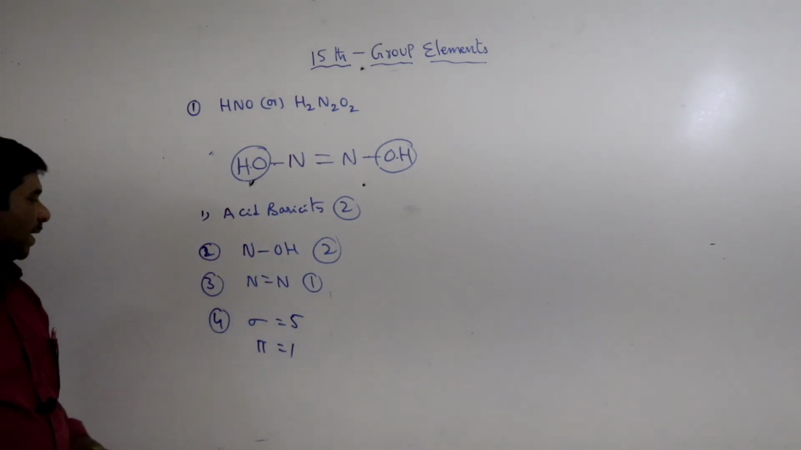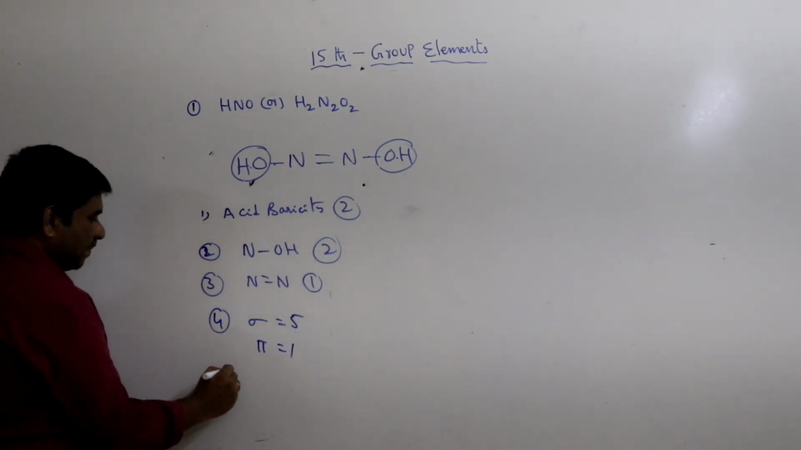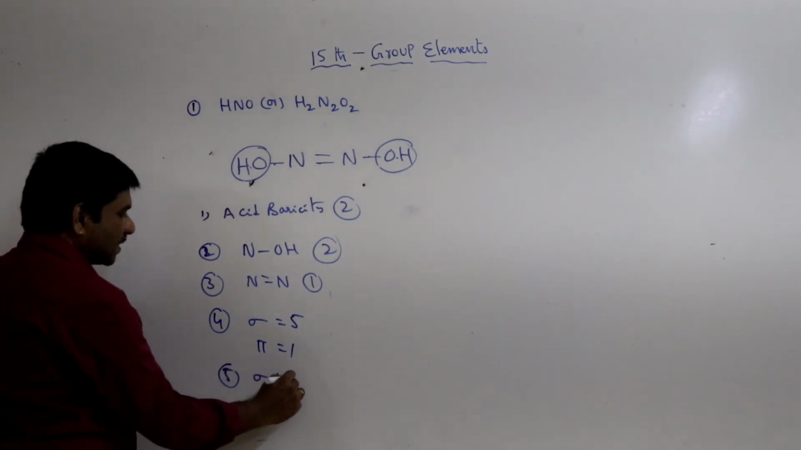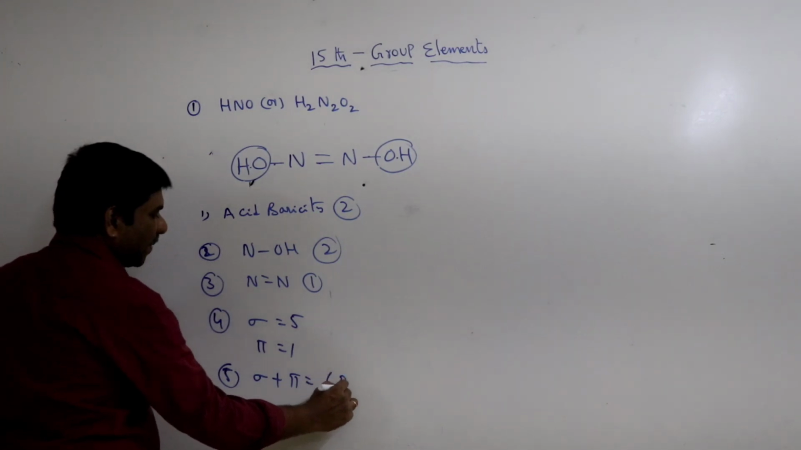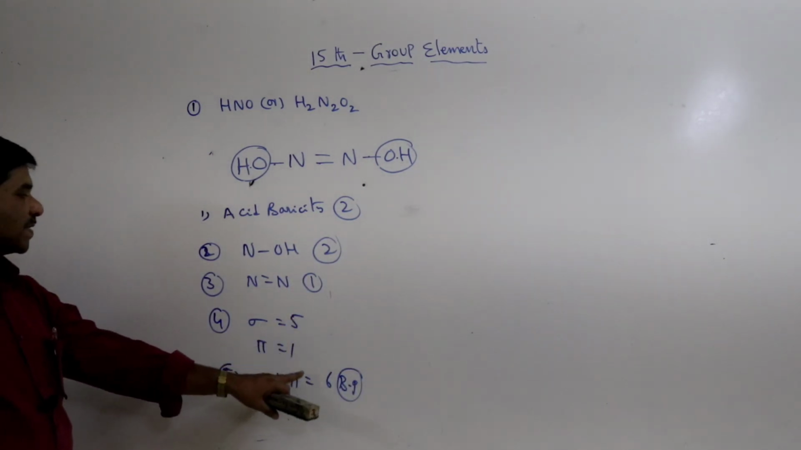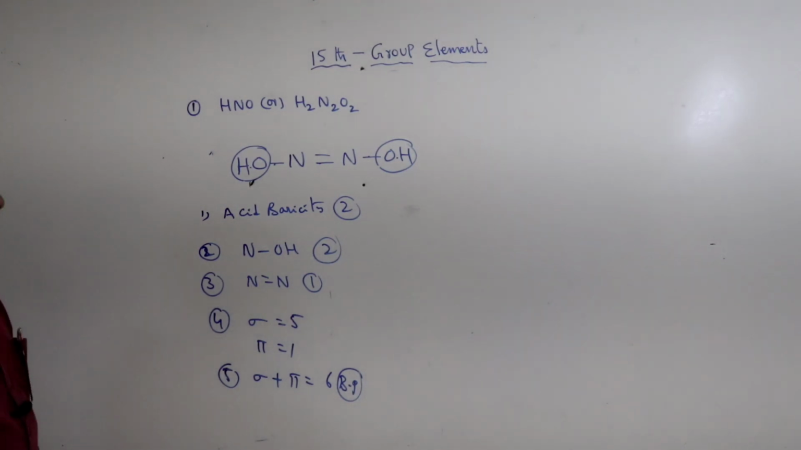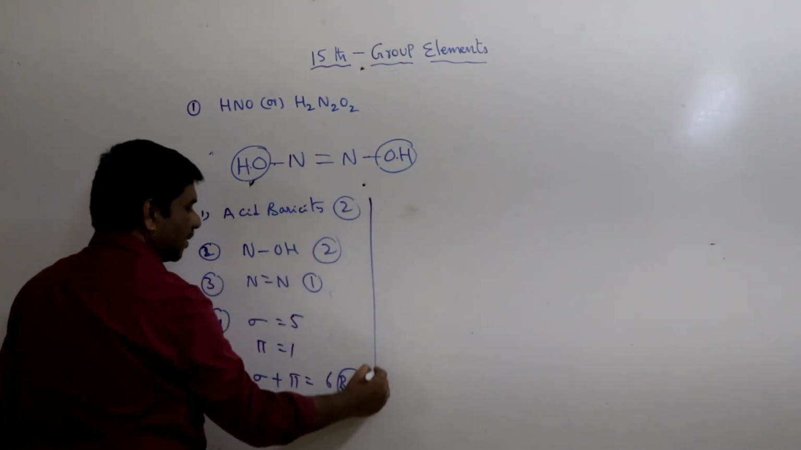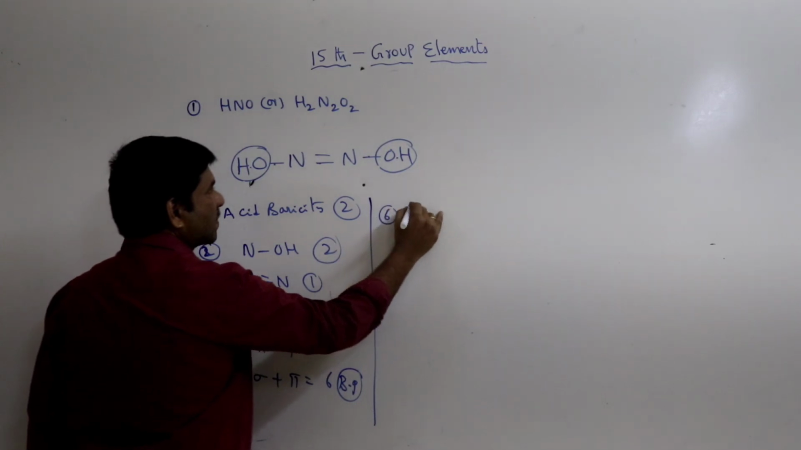Number of sigma bonds and number of pi bonds together are called bond pairs. Number of bonds, they are called bond pairs. 5 plus 1, 6 bond pairs possible. Next, lone pairs.